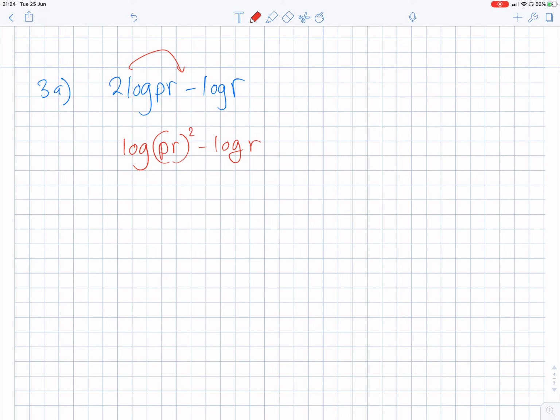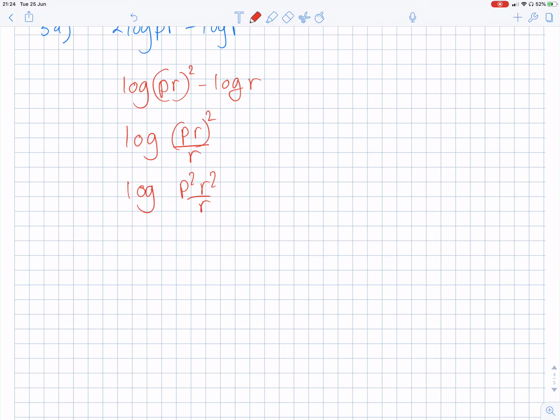Because those logs are subtracting, you can say log PR squared over R, which becomes log P squared R squared over R. And R squared over R means you can cancel out, because this is r to the power 1. 2 minus 1 is 1. So you end up with log p squared r. And that's your answer.